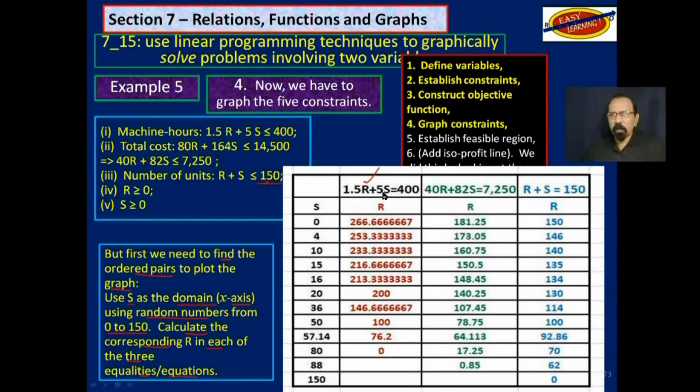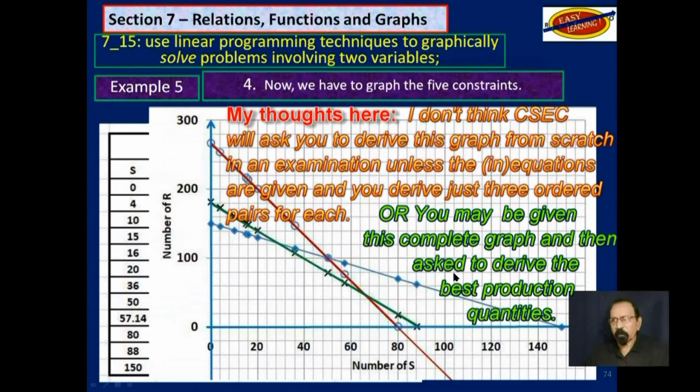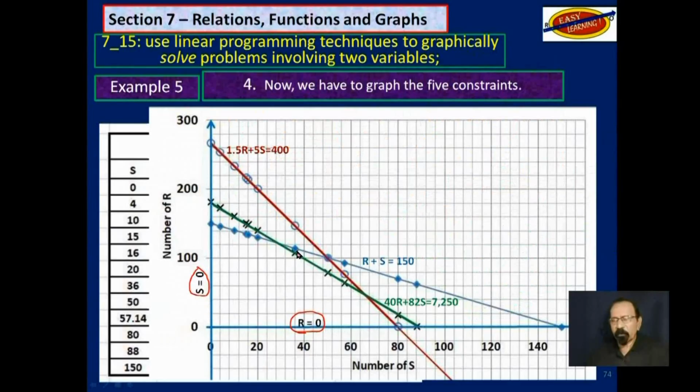So those are our 3 equations. If we choose 4, for example, as S, we will get that for R according to this equation here, this for R according to that equation there, and that for R according to this equation here, and so on. We will plot those points, and we get this. Not forgetting R is equal to 0 down here, and S is equal to 0 over here. So those are our 5 constraints.